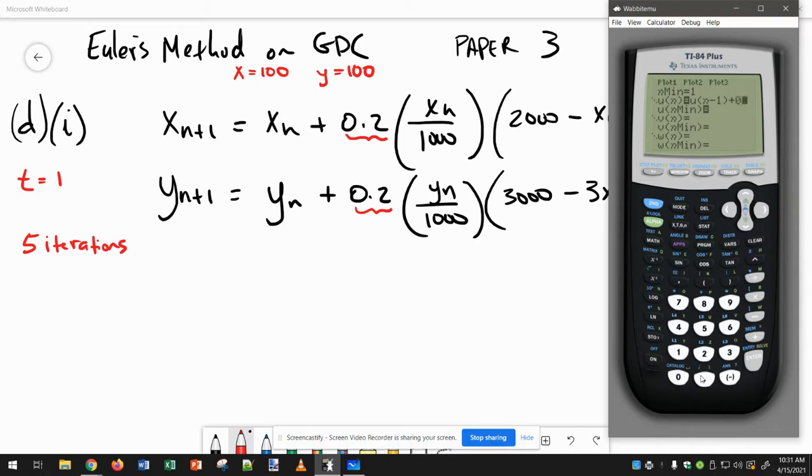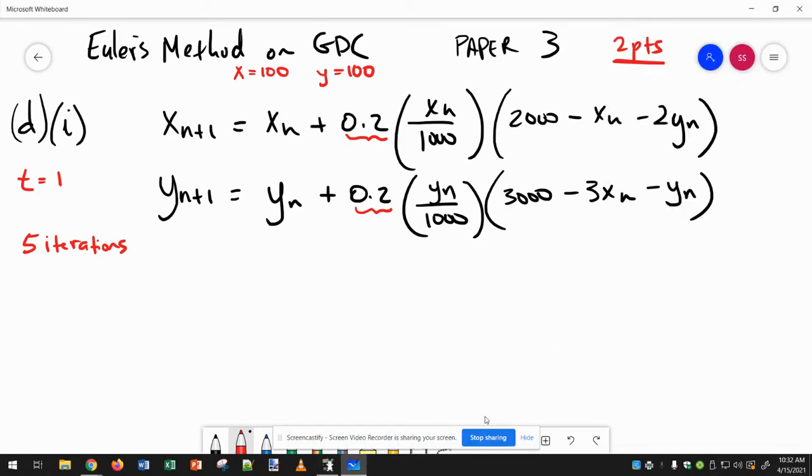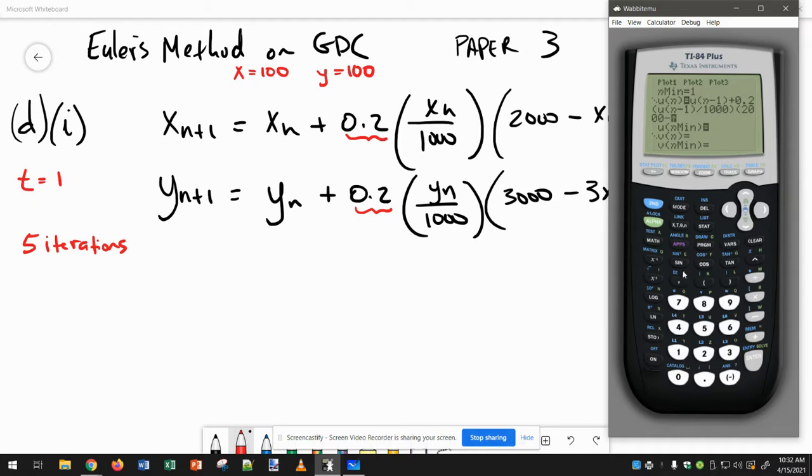So then we do plus the step size, and then just copy the rest. xn minus 1, so I have to say un minus 1. And then I have to divide by 1,000 because that's part of the formula. Now close parentheses, keep going, and the rest of it says 2,000 minus xn. So minus un minus 1. And then minus 2yn, so minus 2, and y is v, so we have to say second v, and then I have to do n minus 1. And now I want to close all my parentheses.